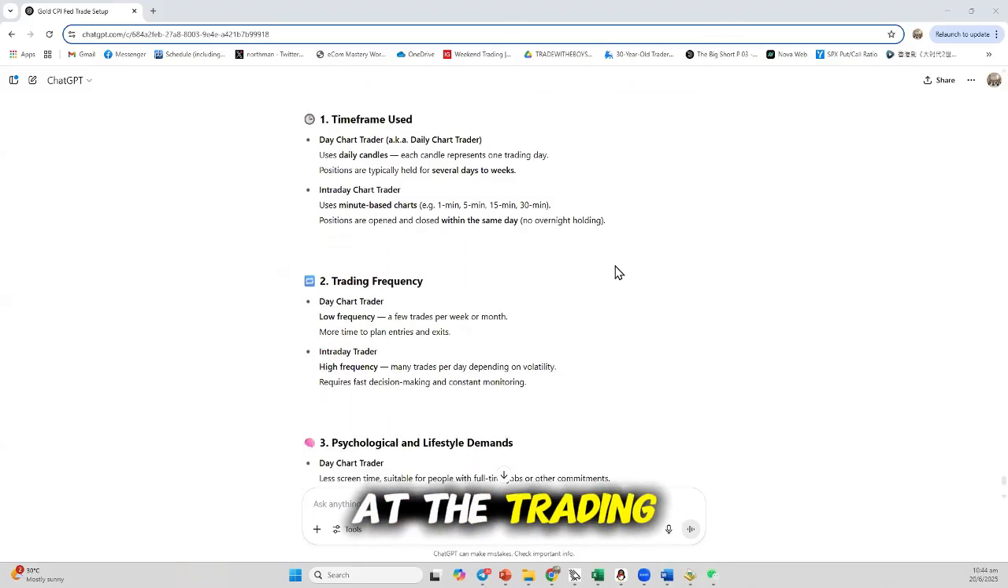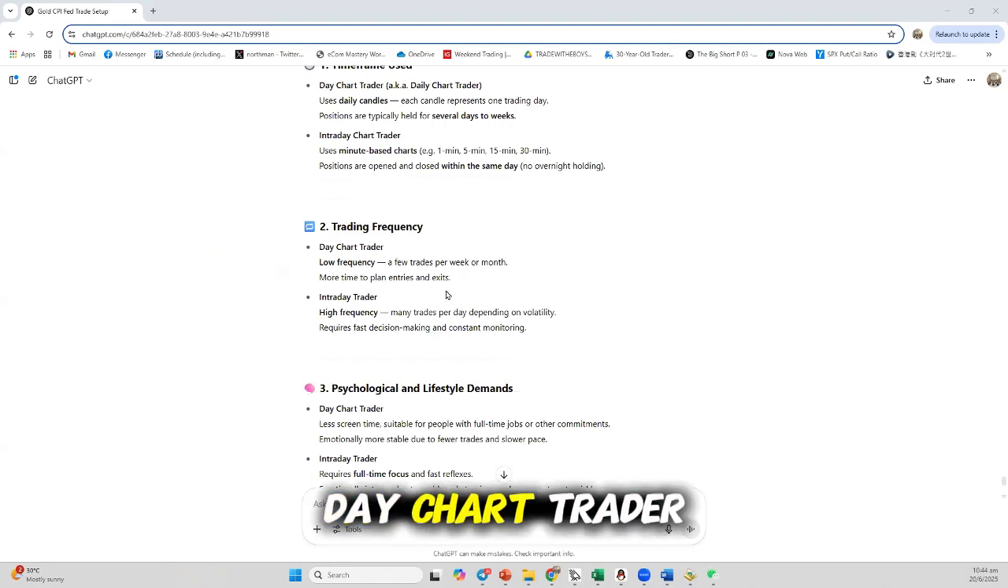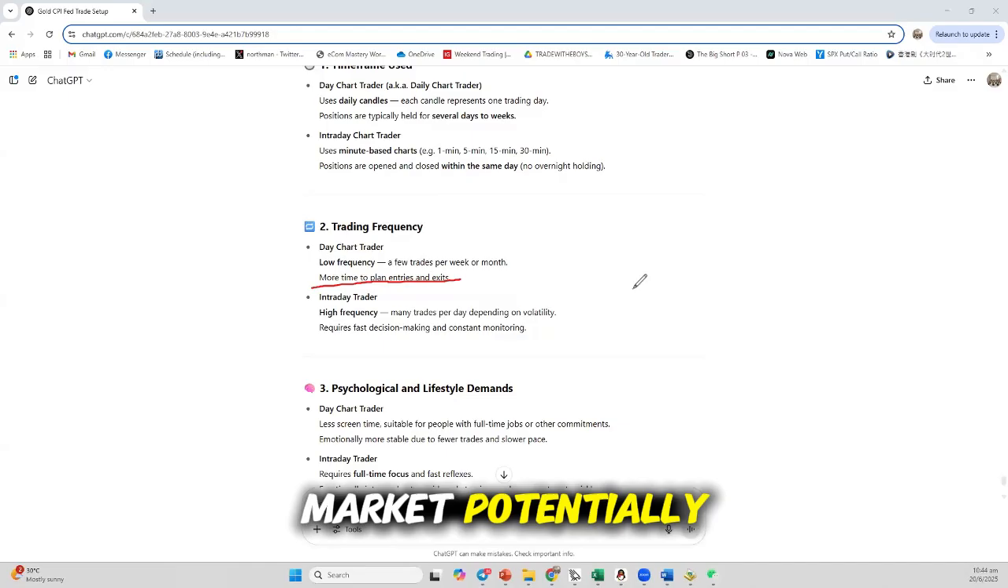Now look at the trading frequency. Because of the day chart trader, we trade probably a few trades per week or per month, and have more time to plan the exit and entry. True, we plan more time. For me, I will really look at the chart and do my calculation and see how much I can potentially make from the market.